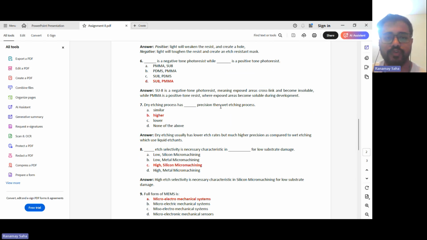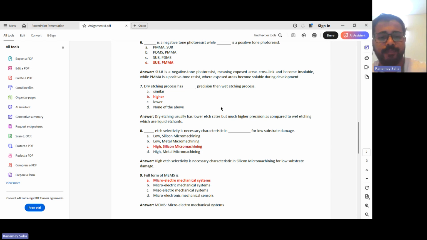So the next question was about the dry etching process, which has a very high precision. It is an ultra precision manufacturing etching process as compared to wet etching, which uses liquid etchants. Okay? So option B was the correct option here.